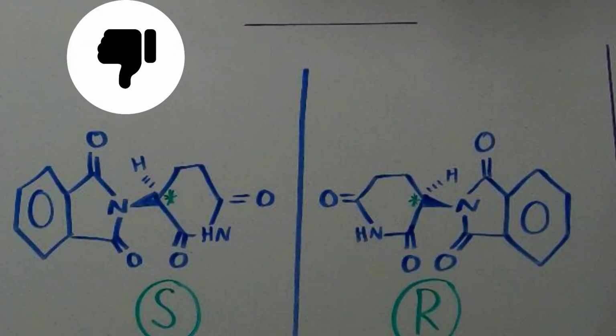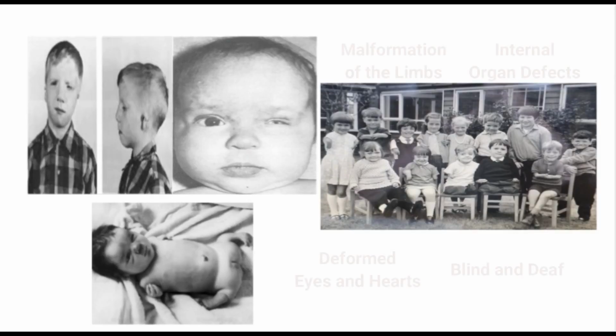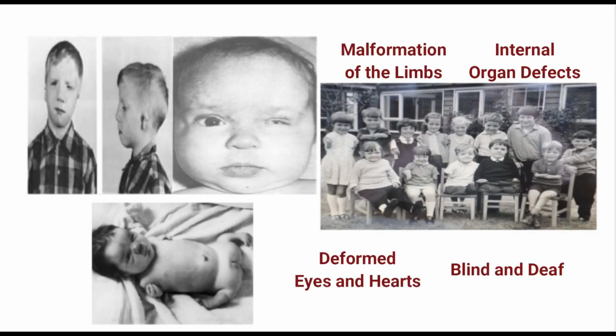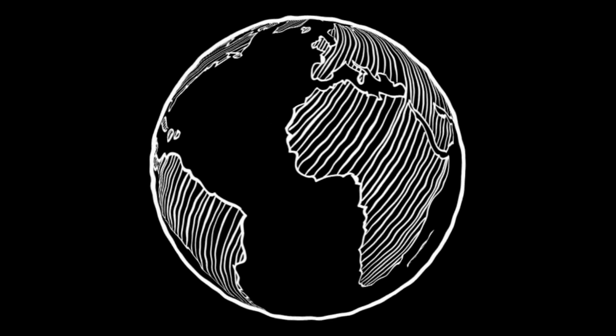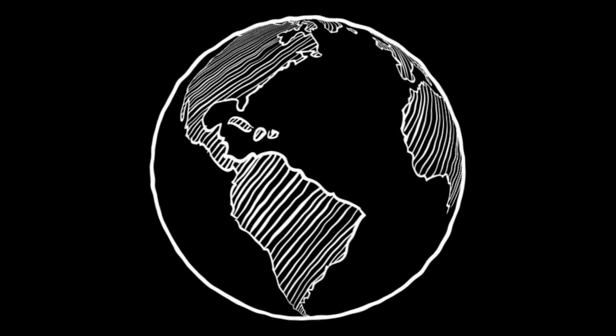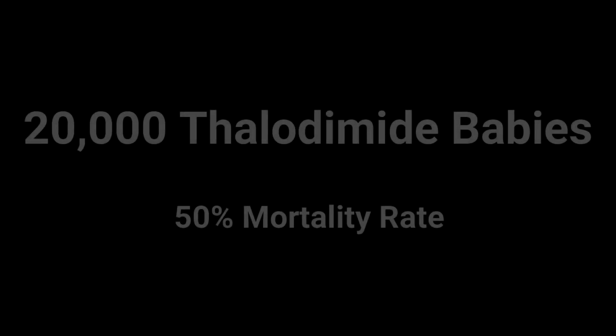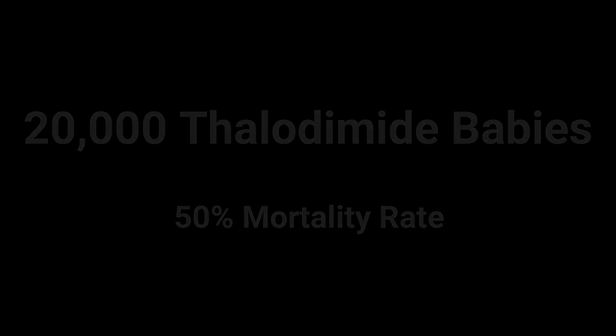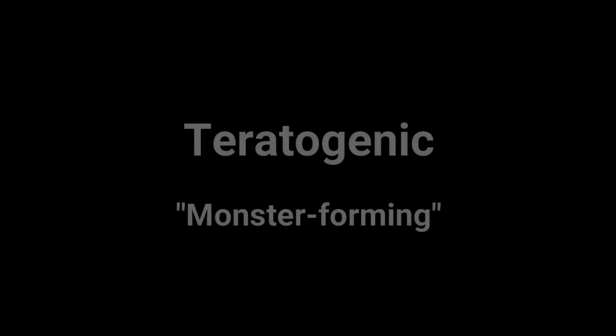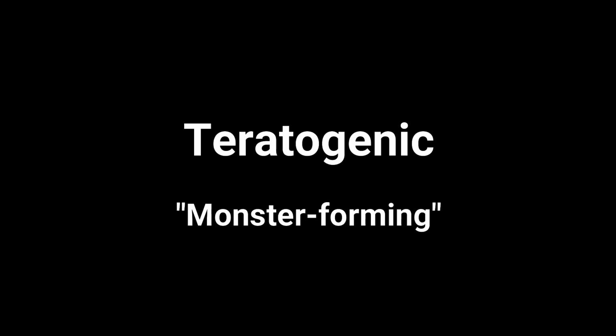Pregnant women who took the drug gave birth to infants with severe birth defects. These defects included malformation of the limbs, deformed eyes and hearts, blindness, deafness, and other internal serious side effects. It's estimated that worldwide there were about 20,000 babies born with defects due to thalidomide. About half of them died. It was very tragic. Due to these side effects, the S enantiomer is referred to as teratogenic, which is a Greek word meaning monster forming.